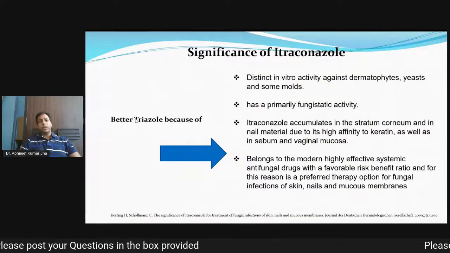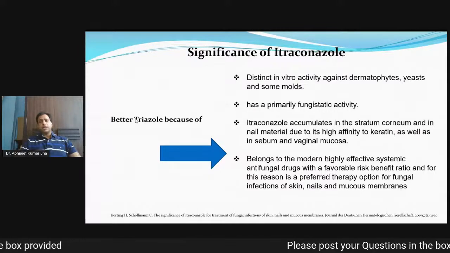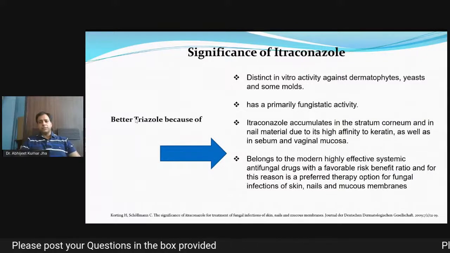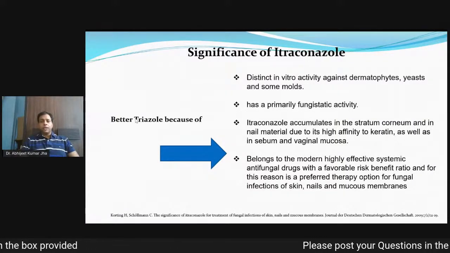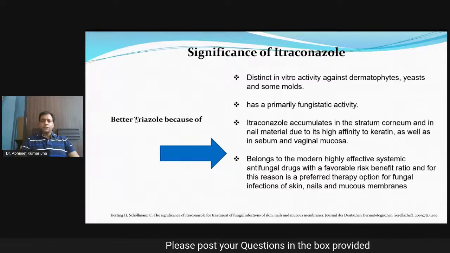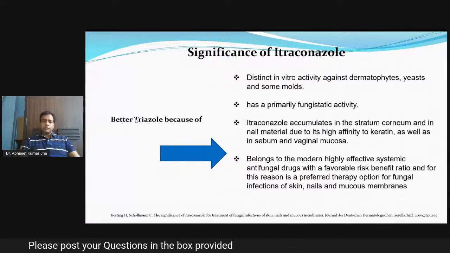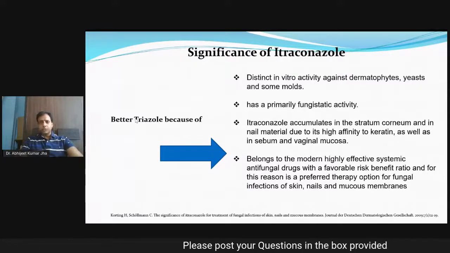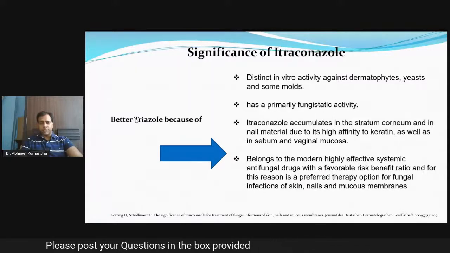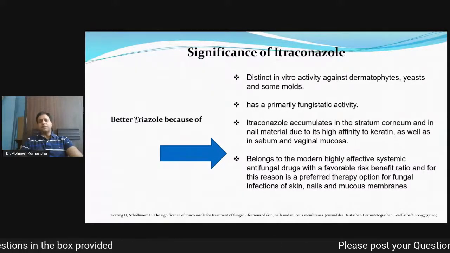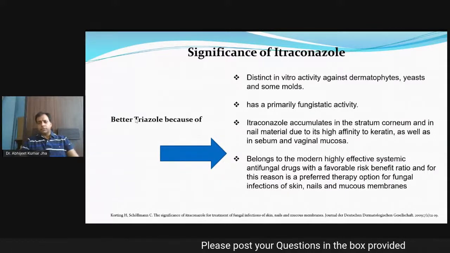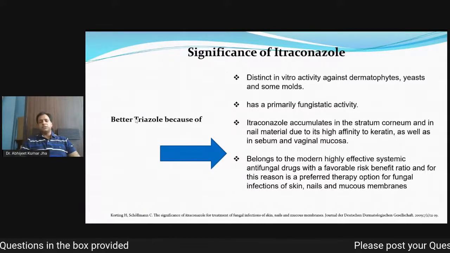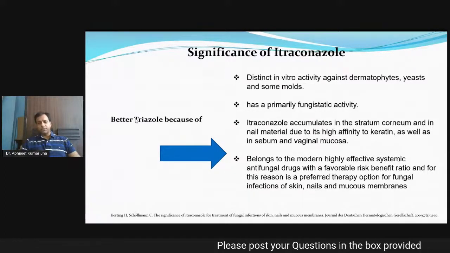Now, why is itraconazole a better triazole? It has activity against dermatophytes, yeasts, molds. It also has fungistatic properties. It accumulates in the stratum corneum and nail material, and it has very high affinity to keratin. In my previous slide, I told that the superficial fungal infections actually go to keratin, get deposited there. So itraconazole is a molecule which goes there, attaches to keratin, and therefore it primarily has fungistatic activity. Later on, it acts by killing those. It also belongs to modern, highly effective systemic antifungals with a favorable risk-benefit ratio.